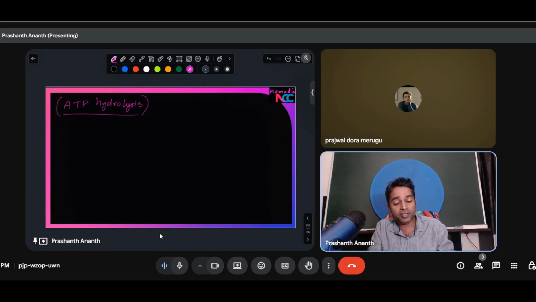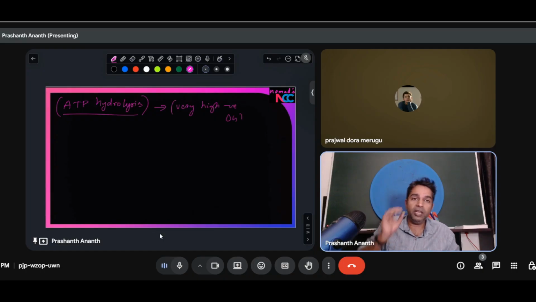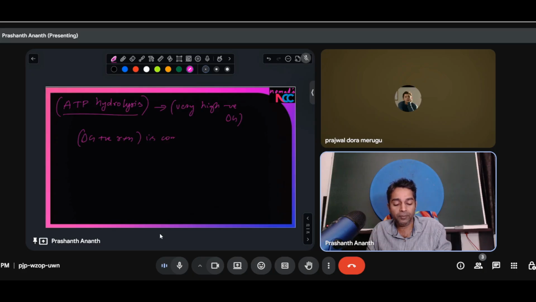ATP hydrolysis is adenosine triphosphate hydrolysis. It is something which has a very high negative delta G. Okay, so if in the body there is some process inside my cell which requires delta G, which is delta G positive, if I want that reaction to happen inside my cell, how does the body encode it? That delta G positive reaction is combined with ATP hydrolysis.